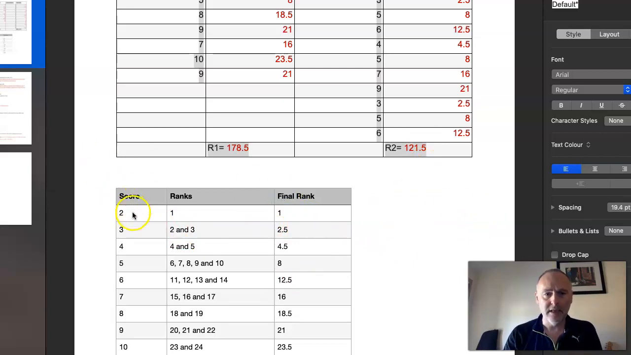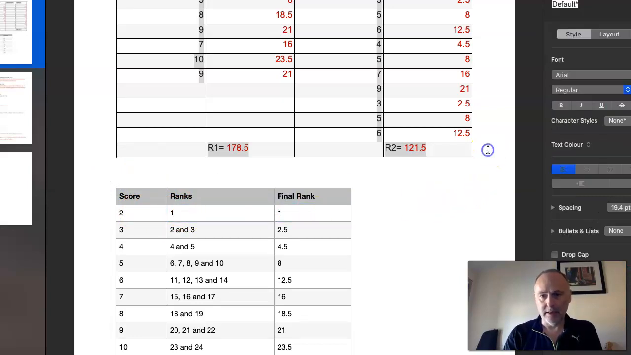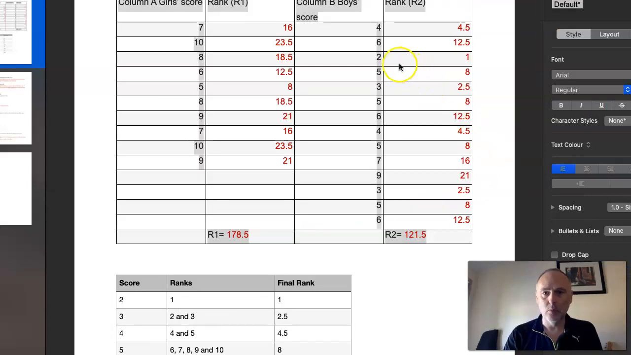I've said here that the score 2 has got a rank of 1 and a final rank of 1. Why have I said that? Well, the reason is there's only one 2 in that table. You can see there's a 2 in that column. Is there a 2 there? No, just the one. That means fortunately we can start off with a rank of 1 there. That's the only one we've used. Now remember, with ranking we go from the smallest to the largest. So the smallest rating that we have in this particular situation is going to get a rank of 1. That's the easy bit.